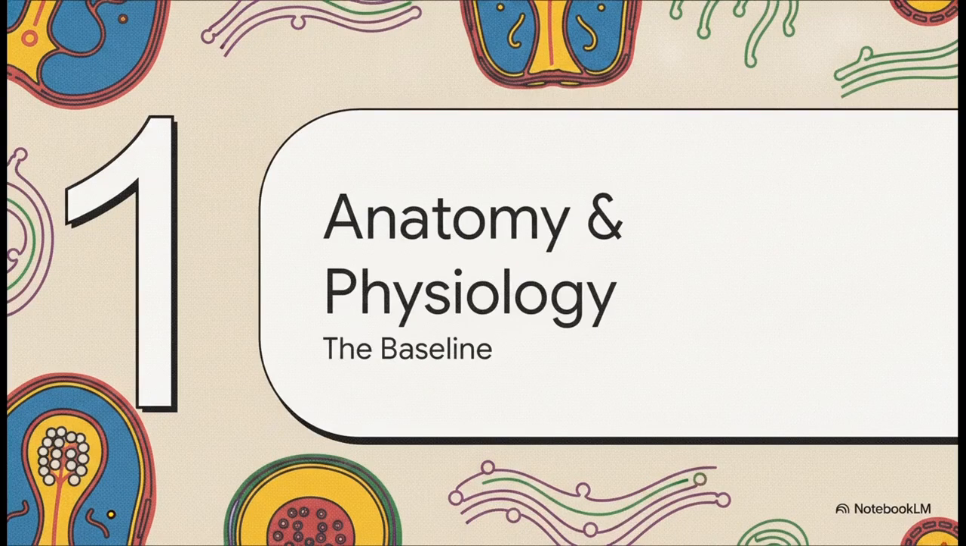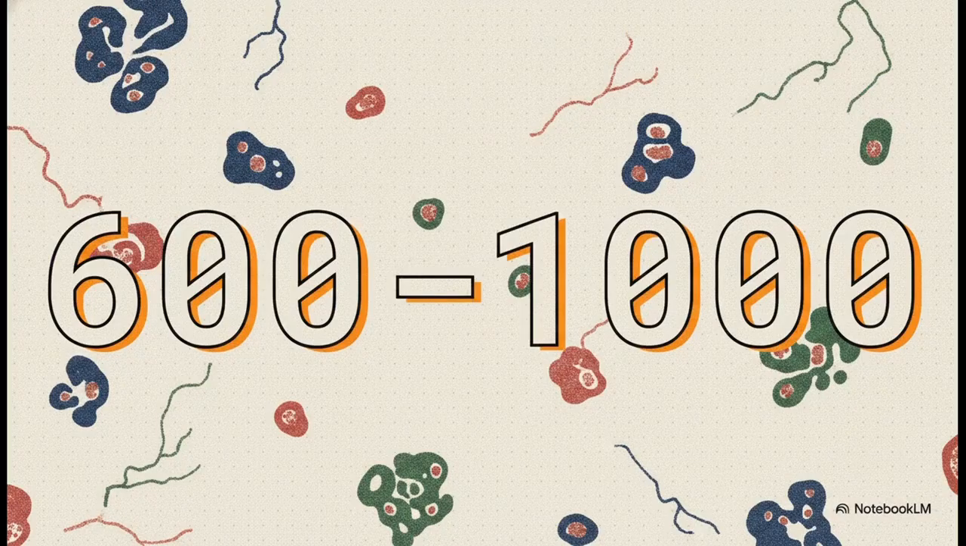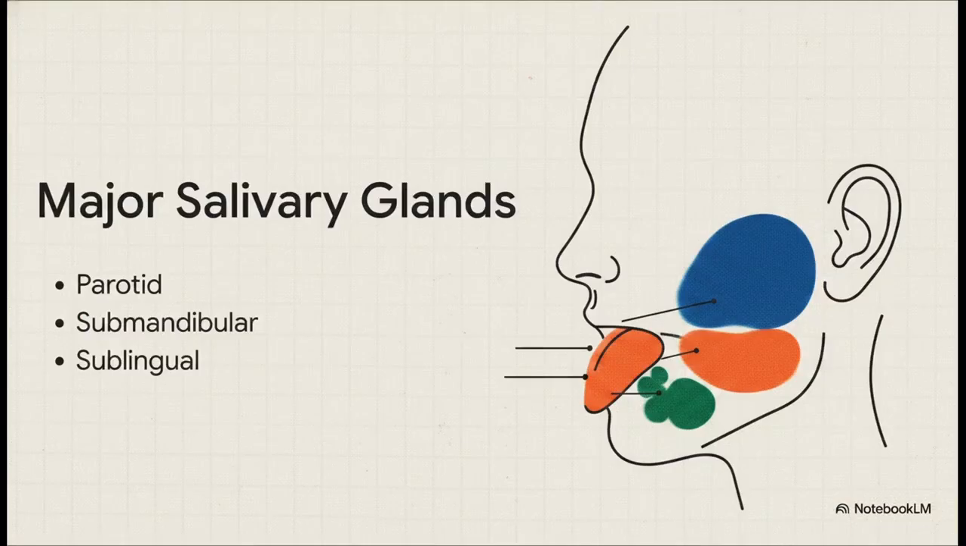Starting right off with Section 1, Normal Anatomy and Physiology, the baseline. Listen carefully here, because you can't possibly hope to identify a pathology on an exam or in an actual patient if you don't have a rock-solid grasp of the normal baseline. Pathology is, after all, just a deviation from normal. To really understand the sheer scope of this anatomical region, just look at this number, 600 to 1,000. That is the massive range of minor salivary glands distributed extensively throughout the mouth and the oropharynx. Any single one of these hundreds of tiny glands can be the site of an obstruction, an autoimmune reaction, or a neoplasm.